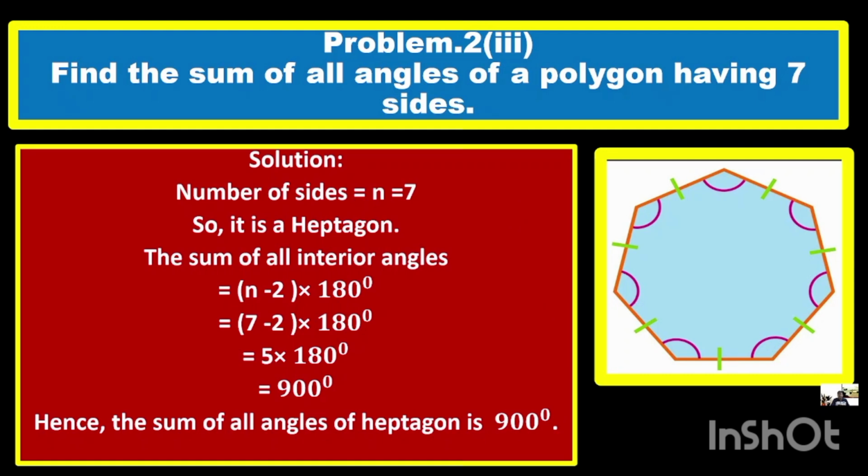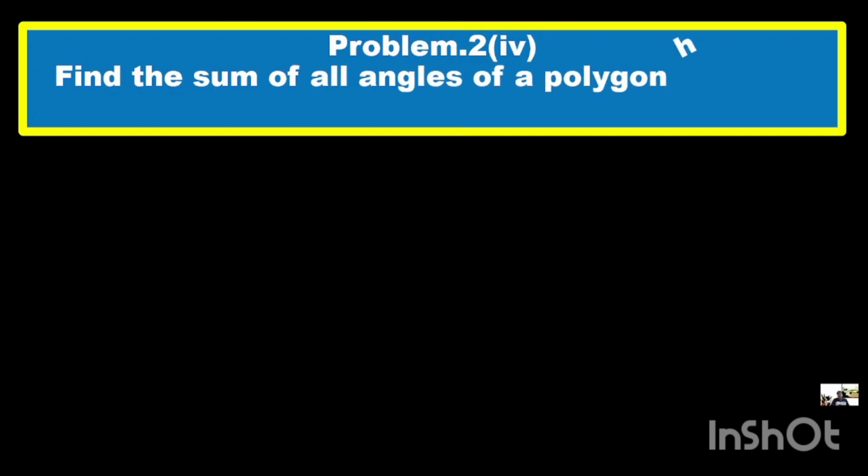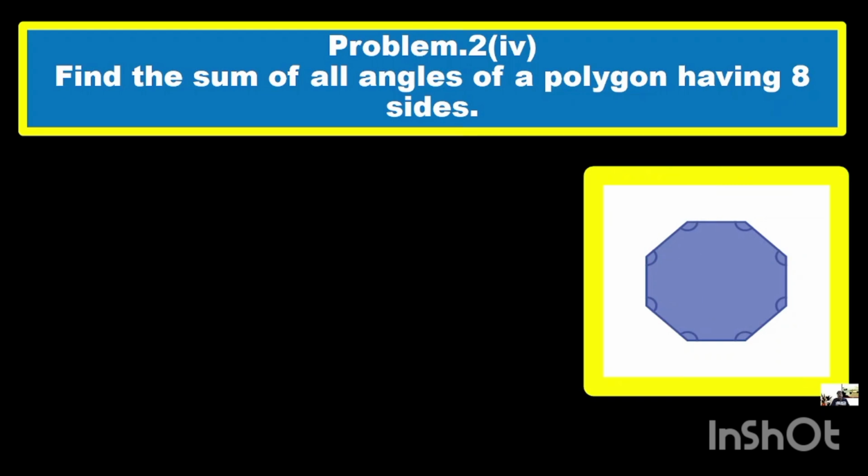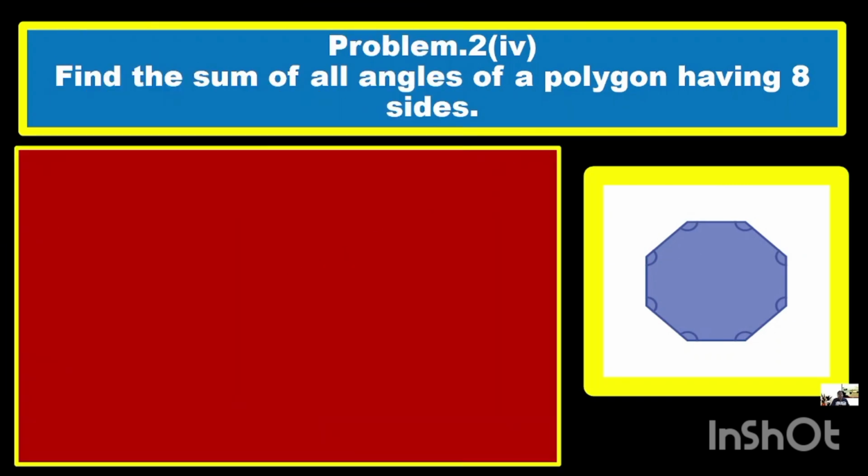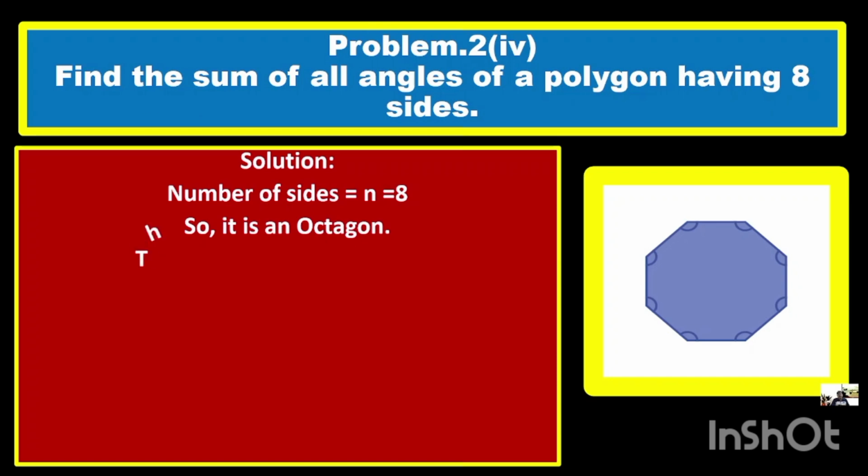Simple fundamental problems we are going to discuss using the concept, using the formula. I hope you can try these questions. Find the sum of all angles of a polygon having 8 sides. Here is the diagram for you. So the number of sides n is equal to 8. So it is an octagon.